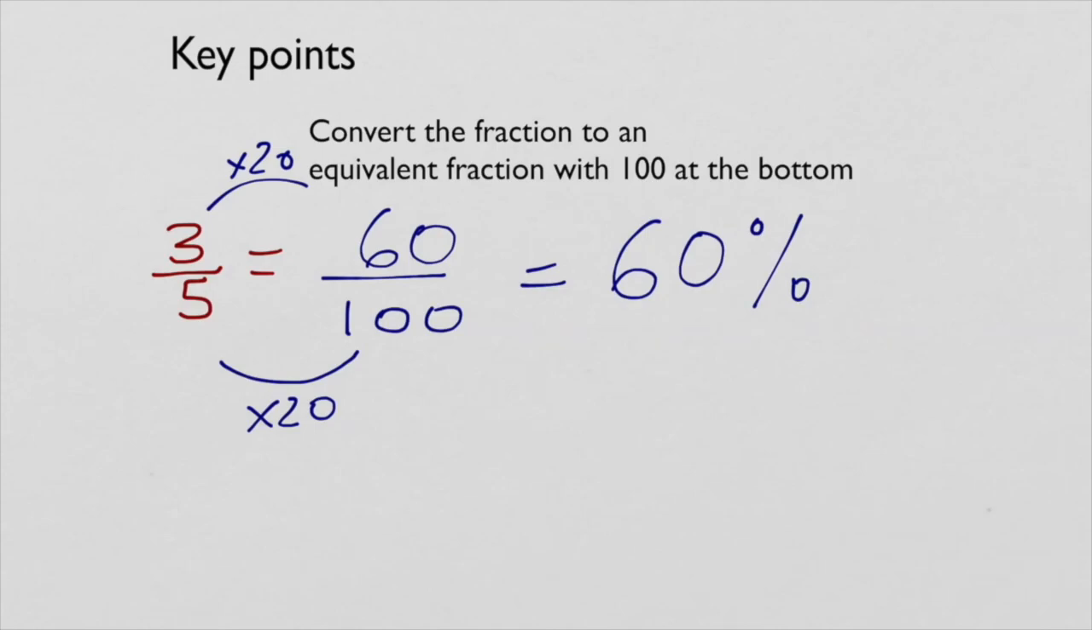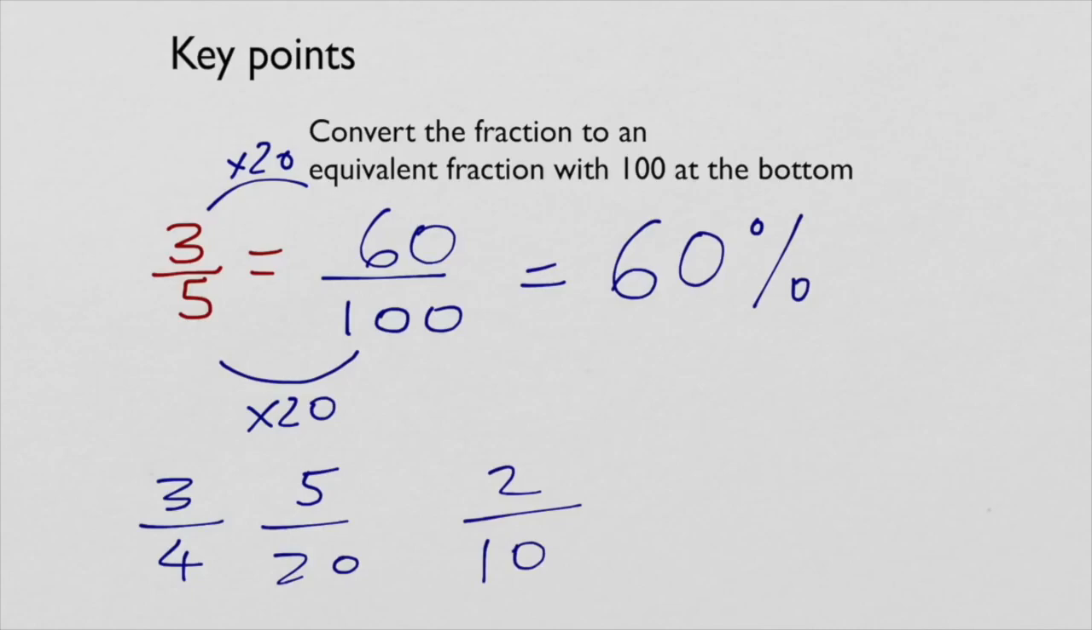So that means that any fraction that has a factor of 100 at the bottom, for example 3/4, 5/20, 2/10, we can make that into a percentage just by turning the bottom into 100 as equivalent fractions.